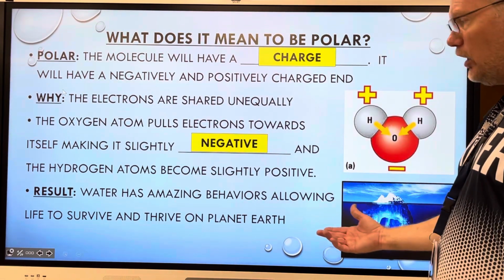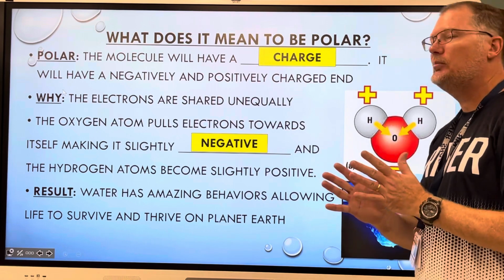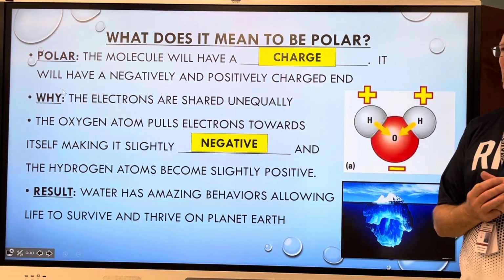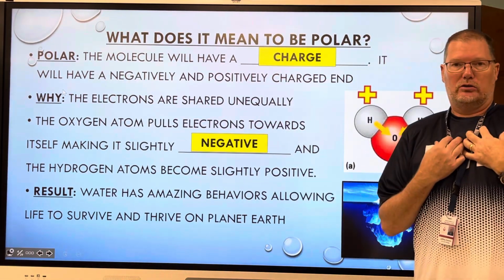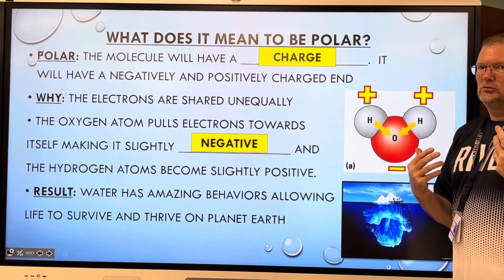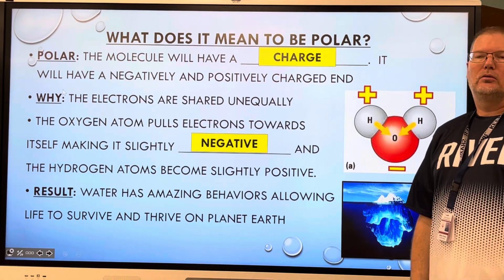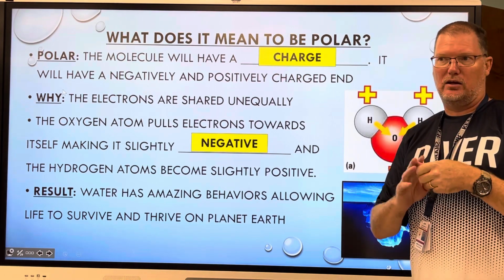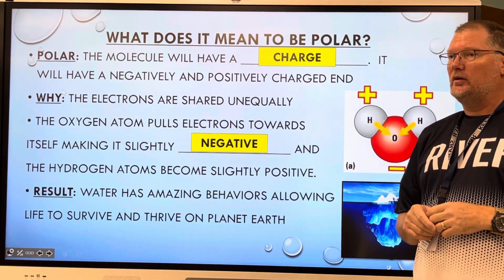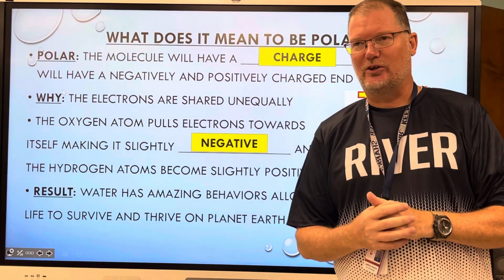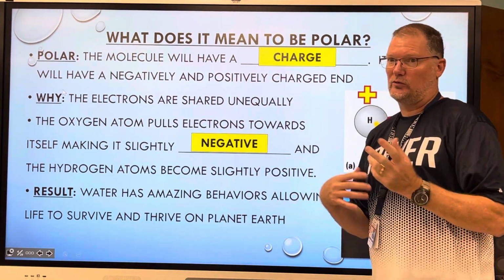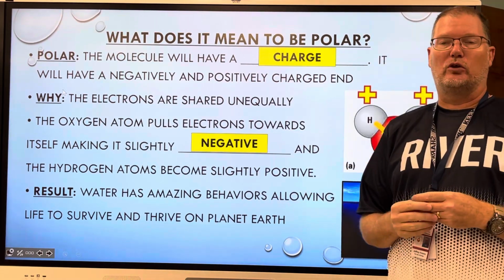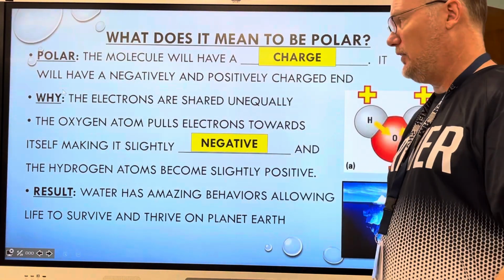And the result is that water has amazing behaviors allowing life to survive and thrive on planet Earth. I call water the miracle molecule. Albert Einstein said it best. There's two ways to live your life. One is that nothing is a miracle, and the other is that everything is a miracle. So one way is kind of boring, the other way is more exciting. I like to think of everything as a miracle. So particularly water. Water is the only thing that does some of these amazing things.